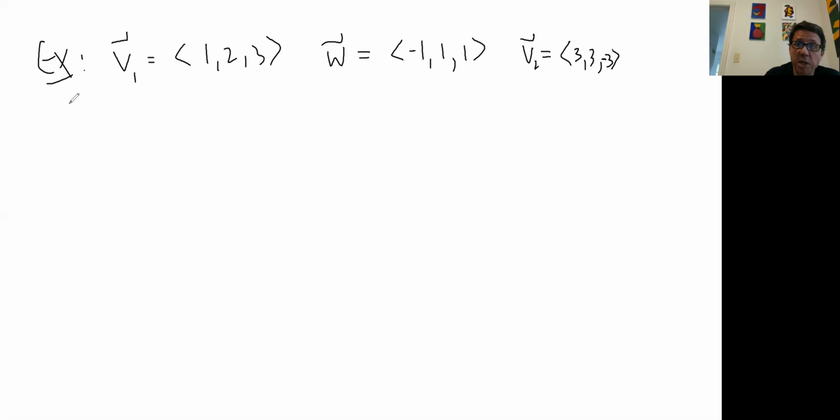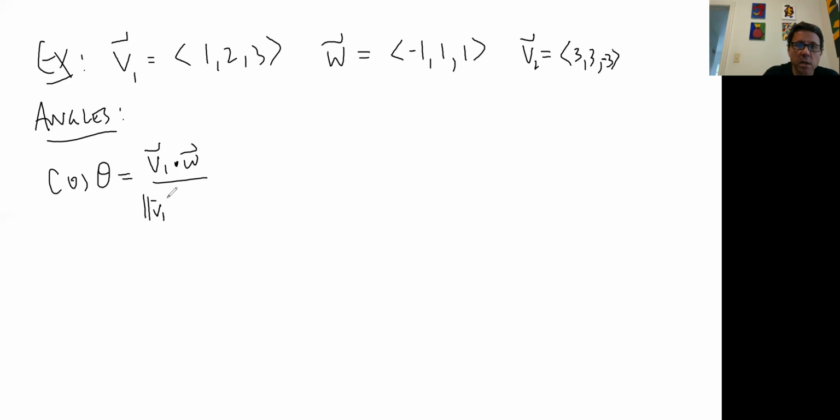So let's just compute some of the angles. For V1 and W, I'm not going to try and draw the picture because it starts to get a little hard to see what's going on. But the angle between them, well, the cosine of the angle will be V1 dot W over the length of V1 times the length of W.